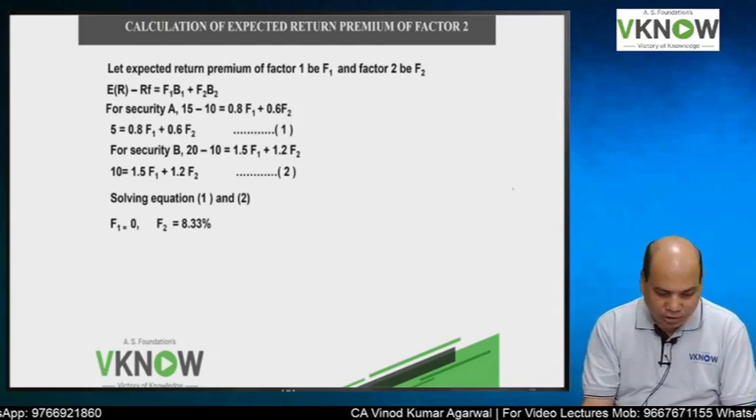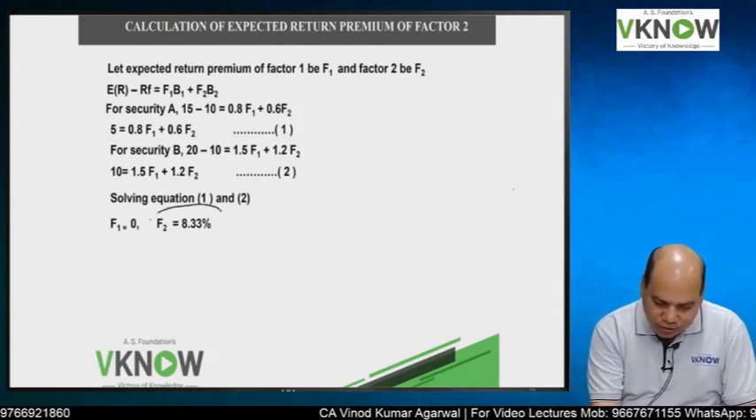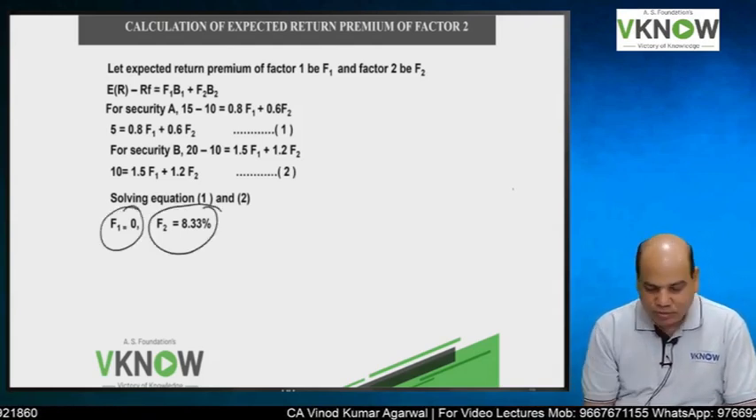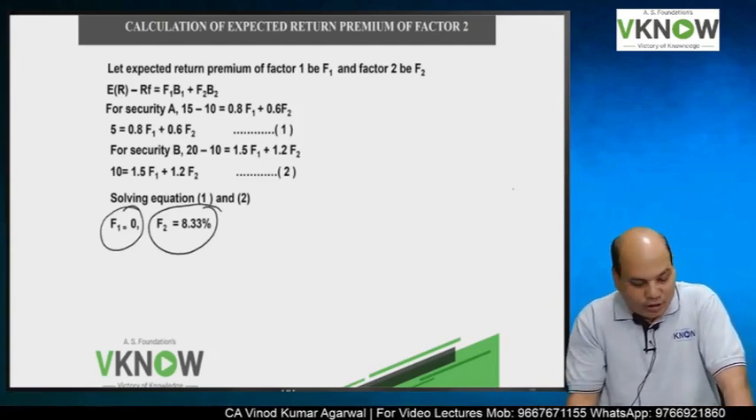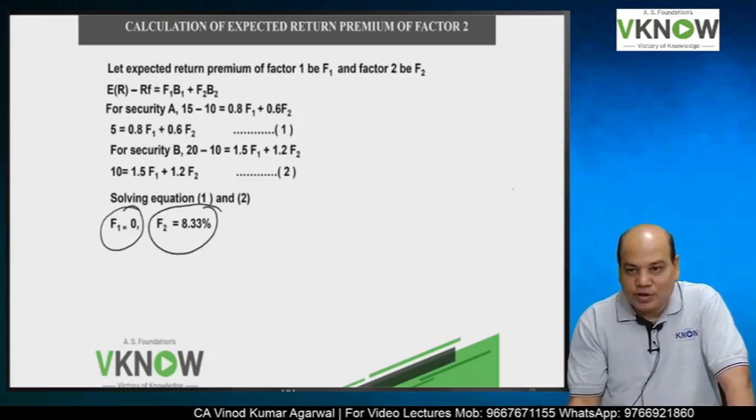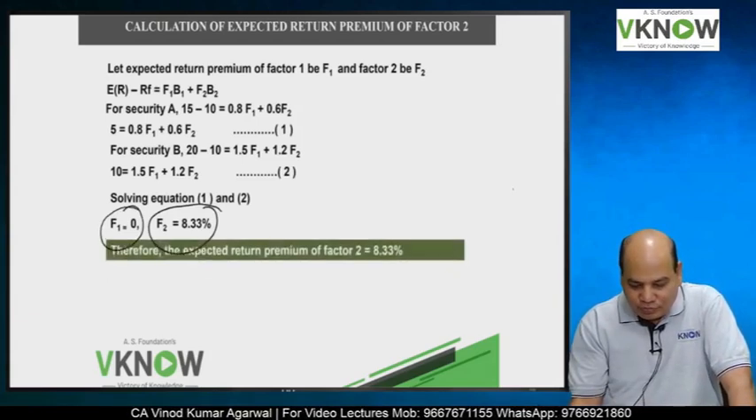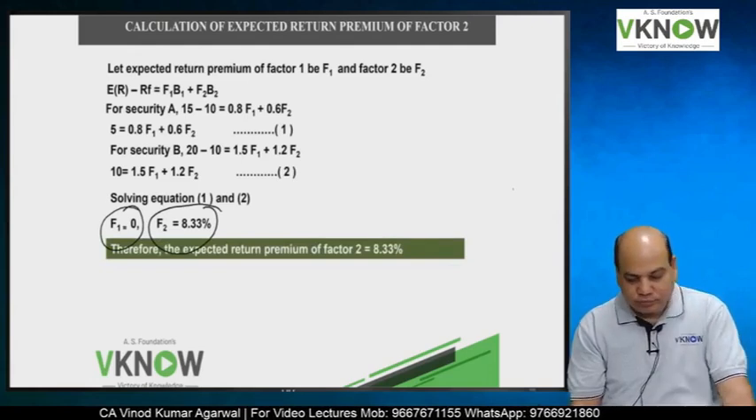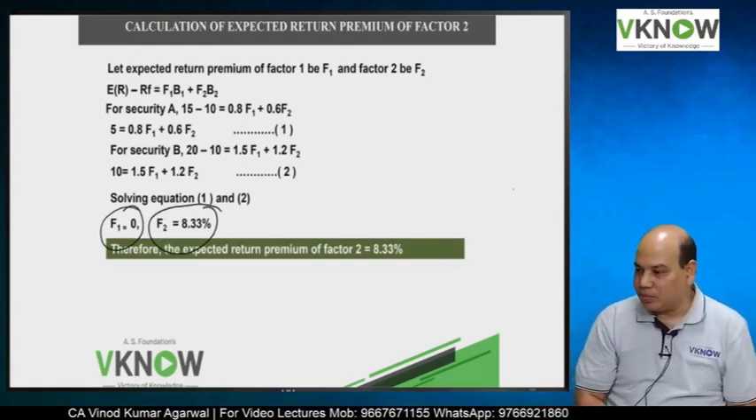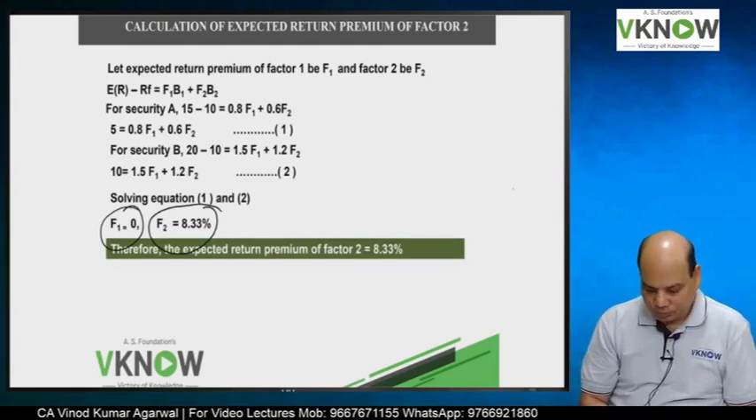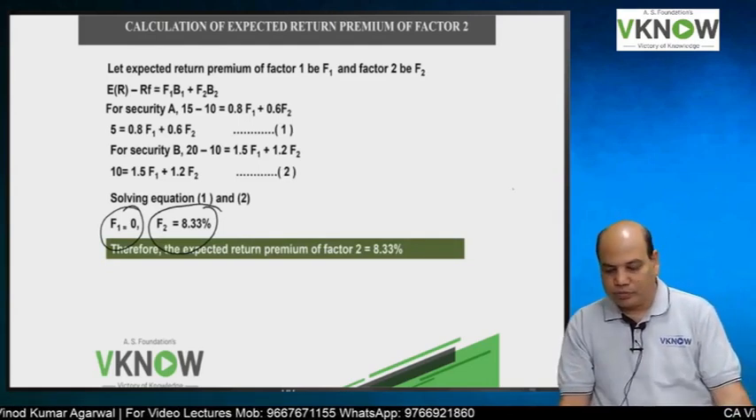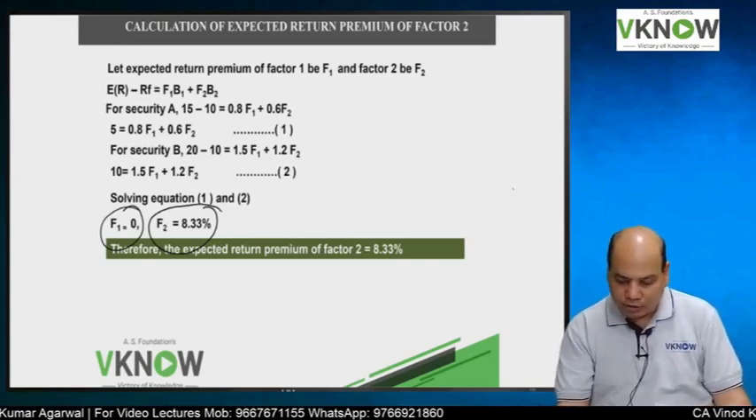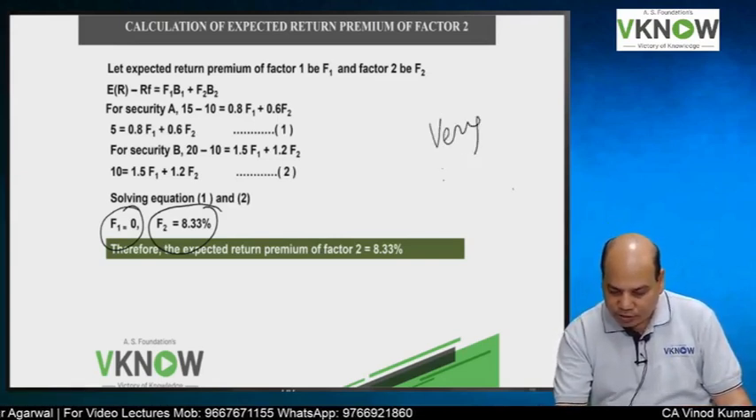So write down, later on you can try as homework. If students are not getting F1 and F2 as this number, when you are free you can take coaching from your brother or sister who are studying in 4th or 5th standard and they will help you. So my answer is over now. Therefore the expected return premium of factor 2 is 8.33.